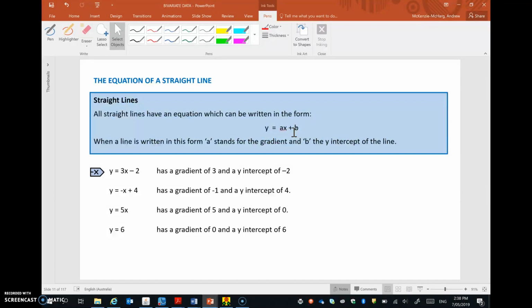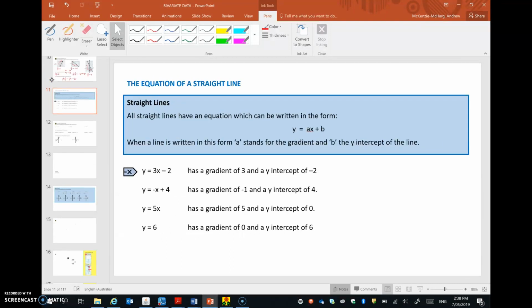Right, so this is particularly important when you're reading off the calculator screen for a linear regression. You've got your gradient and y-intercept values off the screen for your calculator, and you'll want to write down the equation of a straight line. So that's why this skill is important.